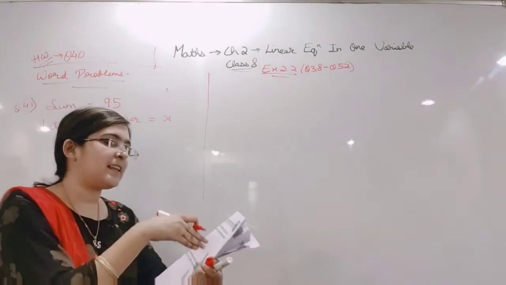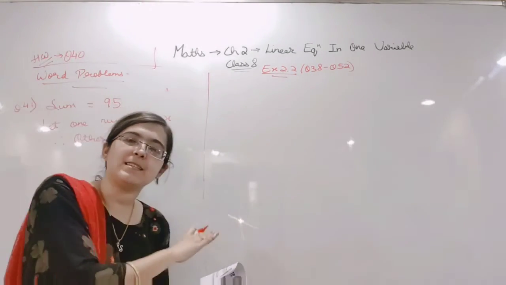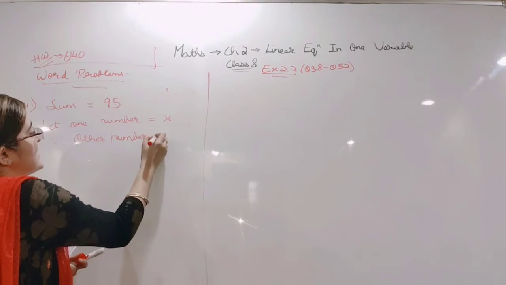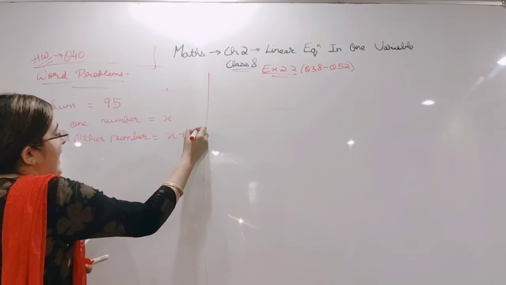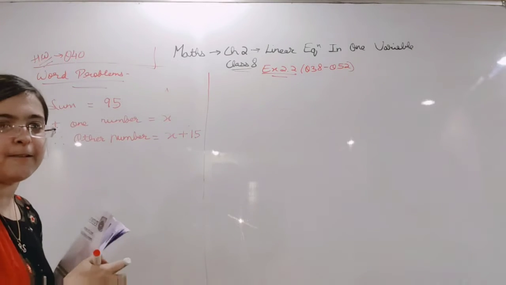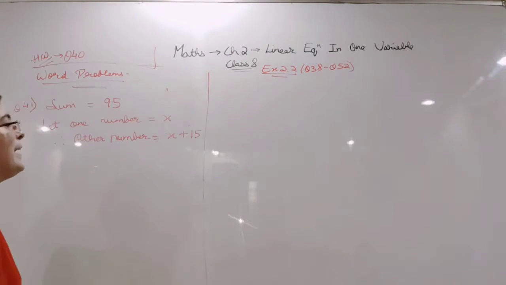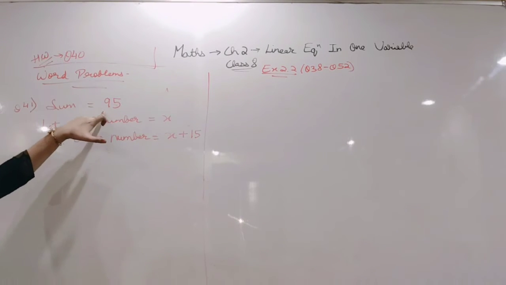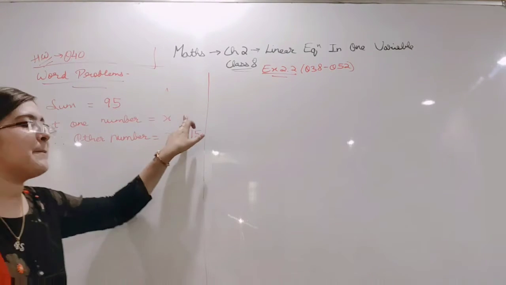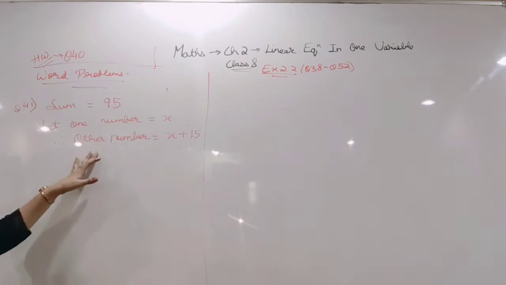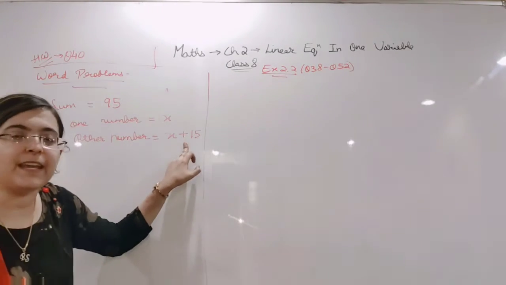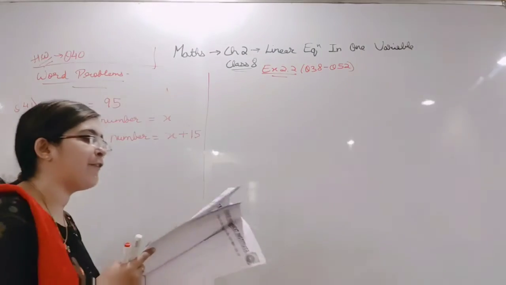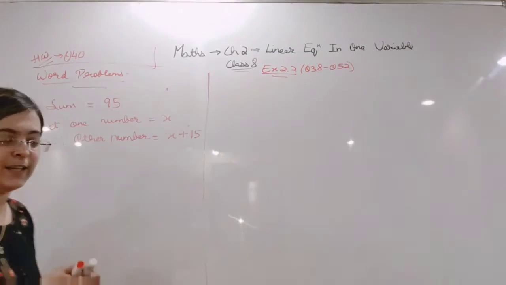What I am writing is the thing that is given in the question, students. What will be the other number? The other number exceeds the one number by 15. Exceeds means increased by 15. Is it clear? You have to find the numbers. What is given in the question, students? Sum of two numbers is given, 95. So we have assumed one number is x. Now it is saying the other number exceeds the one number by 15. Exceeds means we have written plus 15.